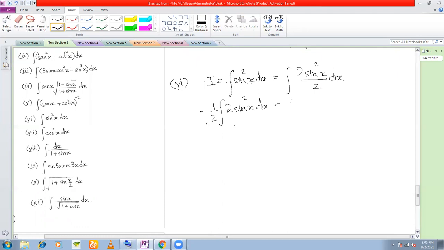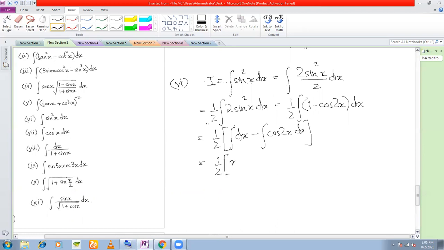Now 2 sine square x from multiple angle formula, you can write this as 1 minus cos 2x. Now you can separate integral dx minus integral cos 2x dx, which is half x minus sine 2x by 2 plus c. That's your answer. Okay, very, very important integral, this one. Okay, you will come across this integral in many other problems to come.